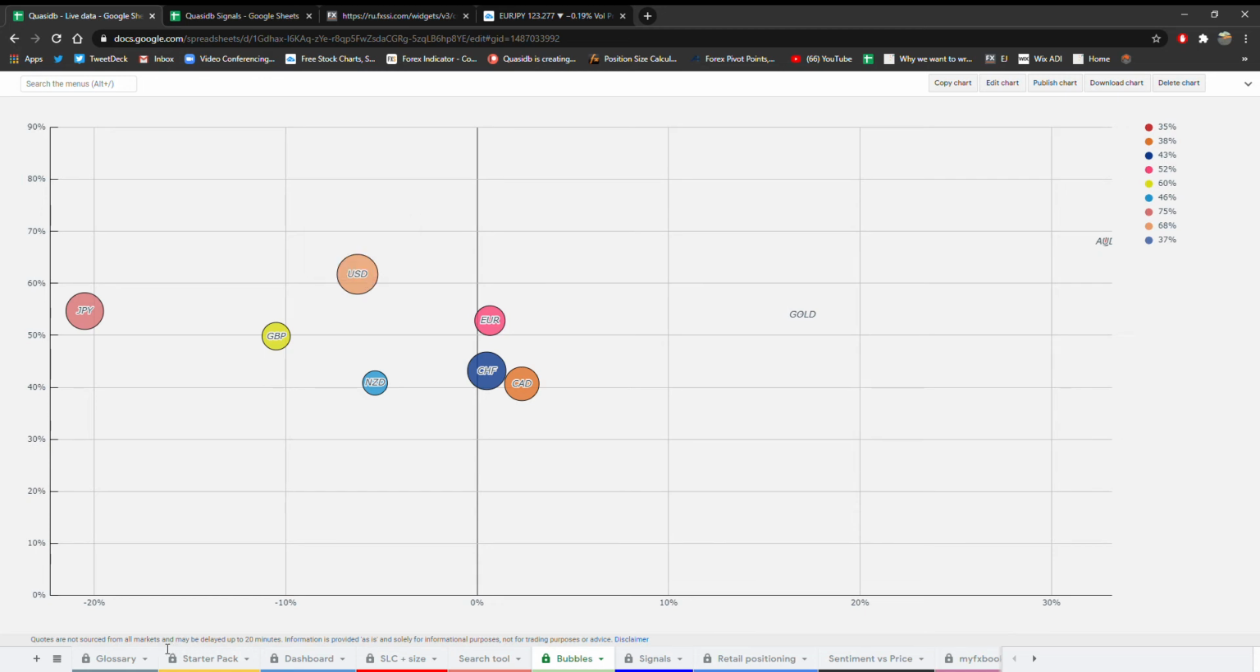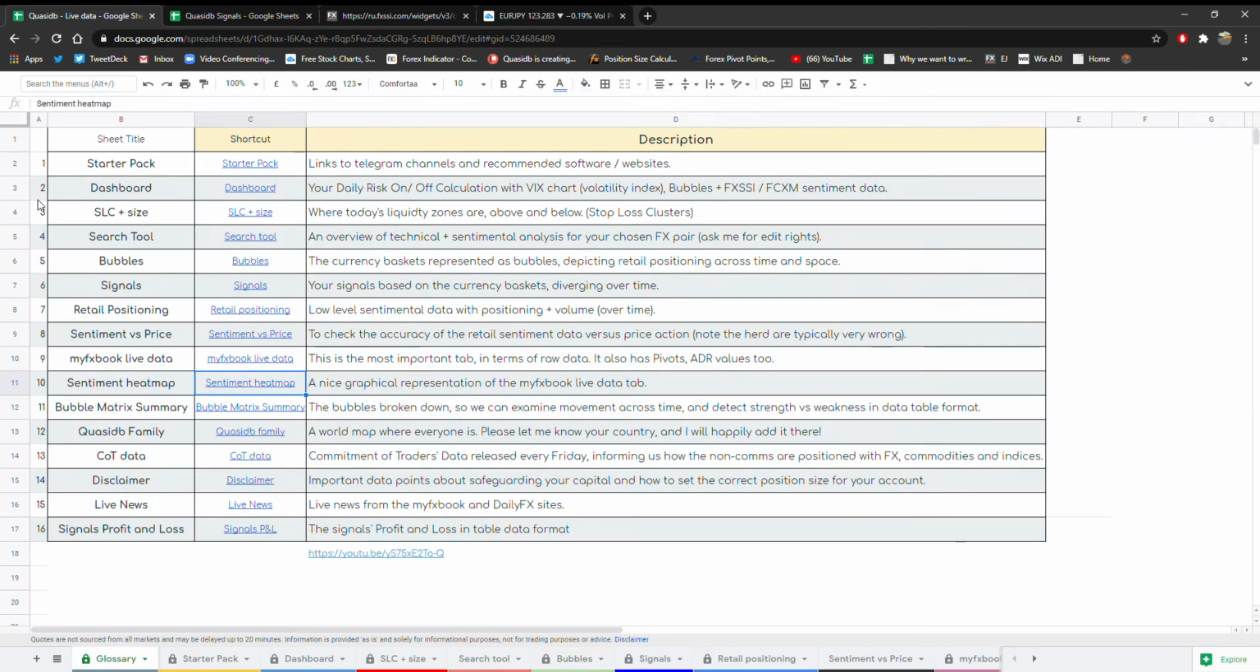And so how else can I use the spreadsheet? So hopefully that makes sense. You see how the Aussie bubble is strong sell. We'll go back to glossary, and maybe what we could see is the sentiment heat map.